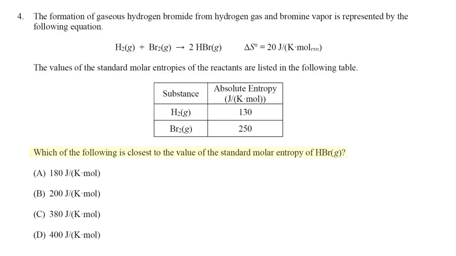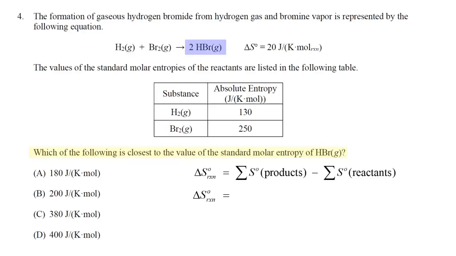But the question asks, which of the following is closest to the value of the standard molar entropy for hydrogen bromide, HBr? Let's go ahead and set up that same equation that we used in question 3, so that delta S for the reaction is equal to the sum of the standard molar entropies for the products minus the sum of the standard molar entropies for the reactants. Now we know that HBr is the only product listed, but since we don't know that value for the standard molar entropy of HBr, I'm going to go ahead and call that X as an unknown variable.